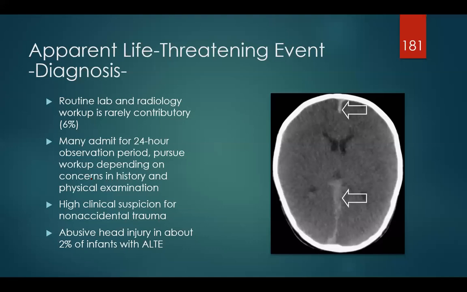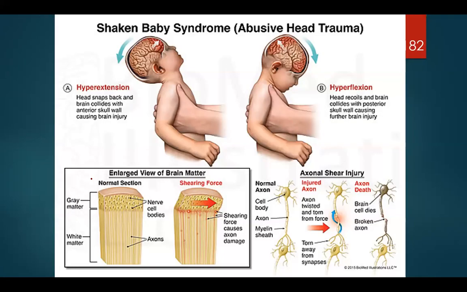High clinical suspicion around non-accidental trauma, we really want to work these patients up, and we can do a CT of the head to look for any bleeding in the brain. Shaken baby syndrome. So this is caused by the hyperflexion and the brain smacking back and forth in the skull. This can cause permanent brain injury as it recoils in the skull, causes the brain to be bruised. There can also be axonal shear injuries and even axonal death from the shearing force.